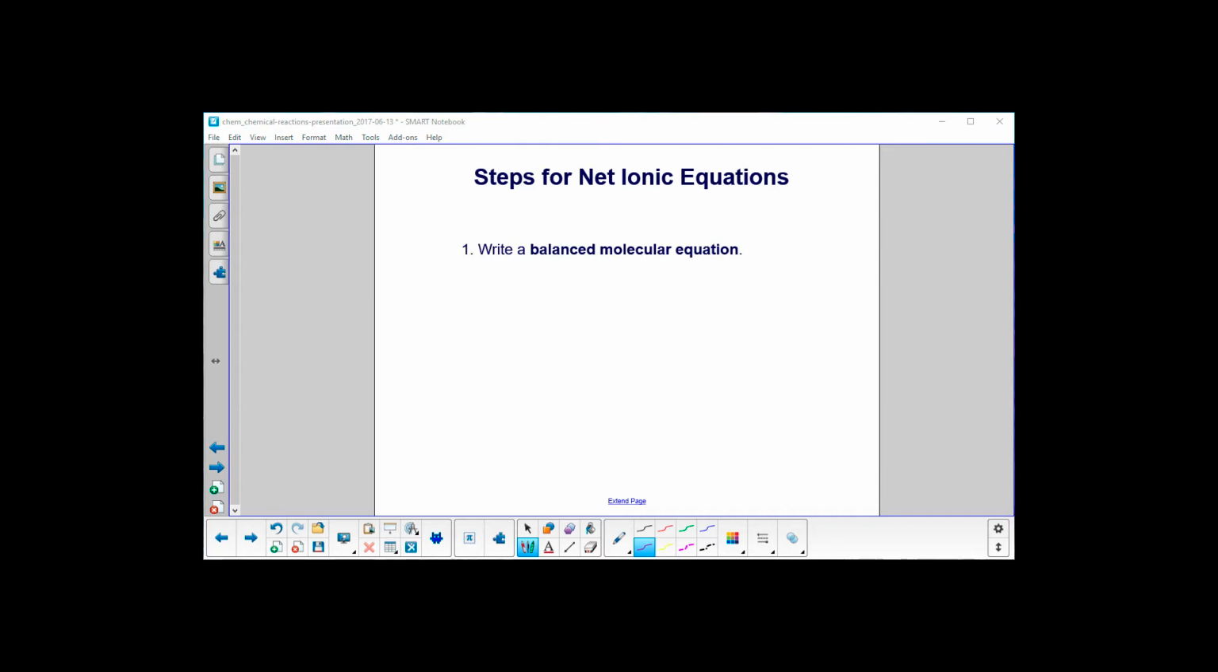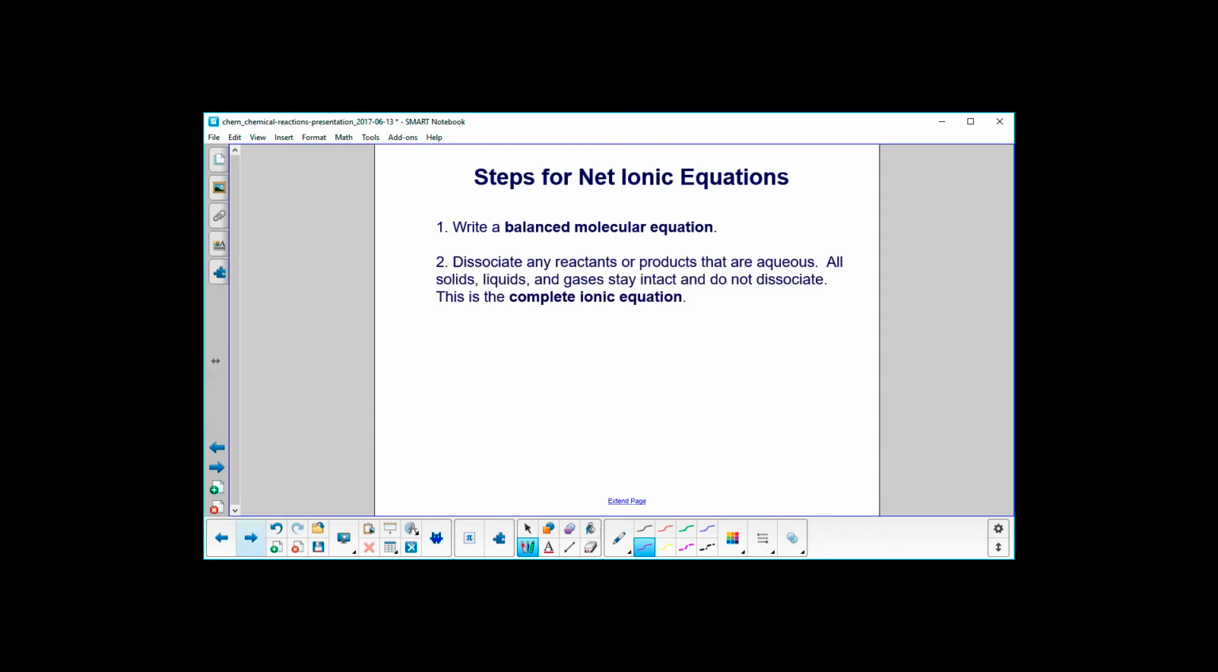And we have a step-by-step process for this. First, write a balanced molecular equation. Second, dissociate any reactants or products that are aqueous. So that works for both the left and right hand side of the equation. All solids, liquids, and gases stay intact and do not dissociate. This is the complete ionic equation.